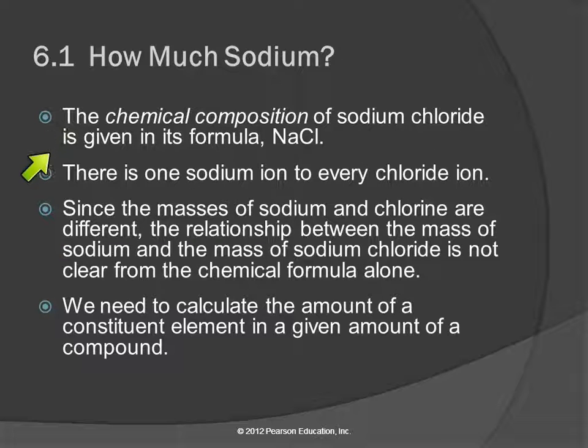Well, if we look at the chemical formula for sodium chloride, it's NaCl. And this gives us information about the chemical composition. There's one sodium ion for every chloride ion. So it's a 1-to-1 ratio of atoms, but the masses of sodium and chlorine are different. They're not the same. And so you can't take the mass of sodium chloride and say, well, half of it's sodium and half of it's chloride. That's not true. We have to look at each of them separately, and so we're going to learn how to do that.